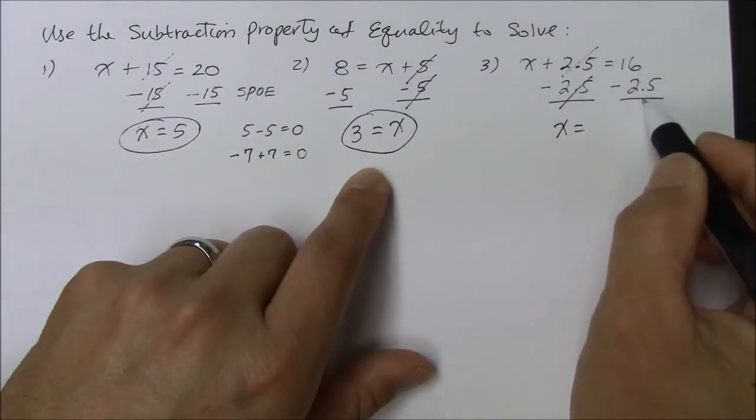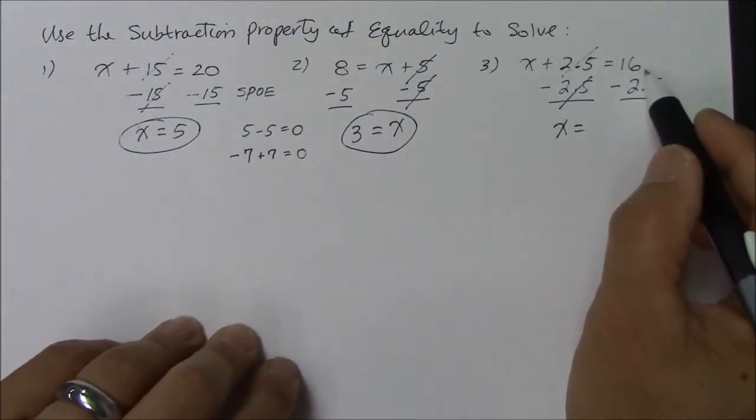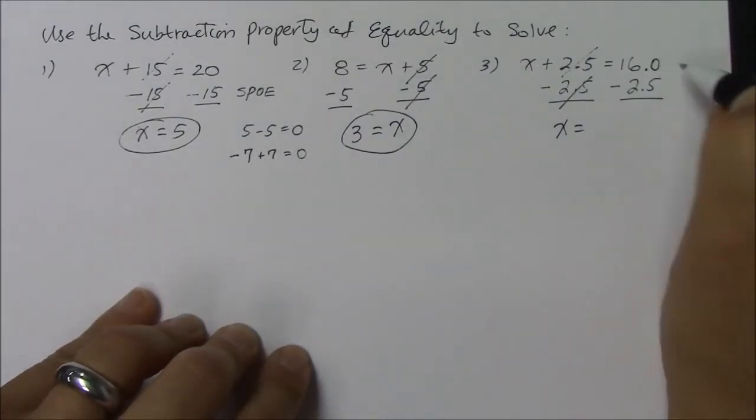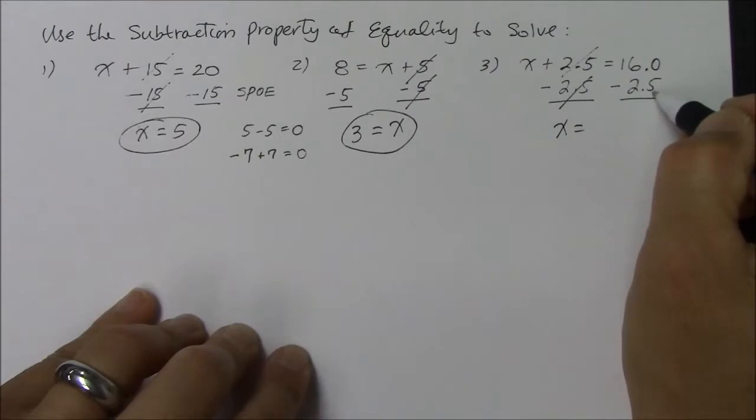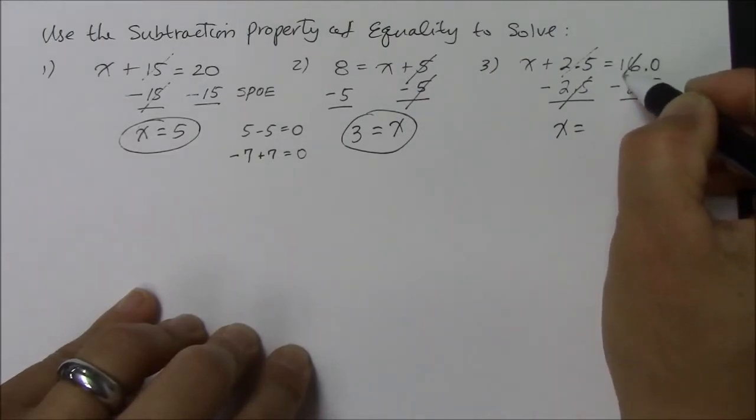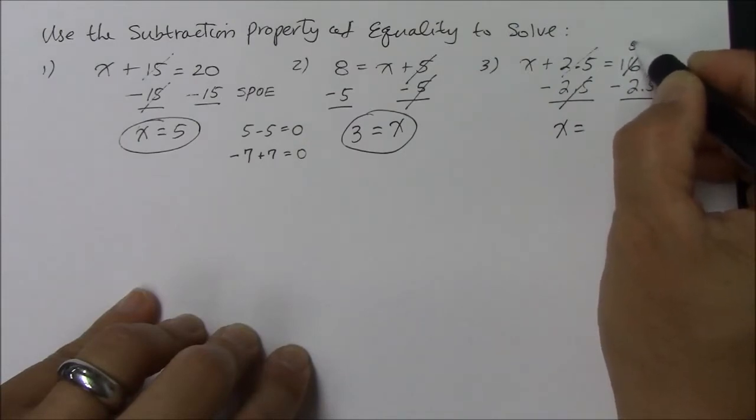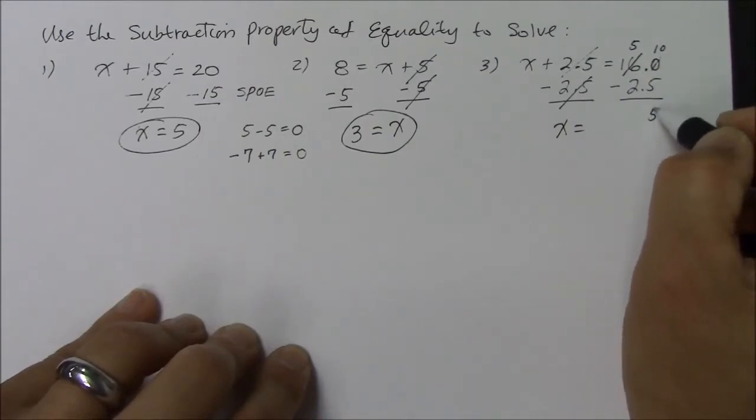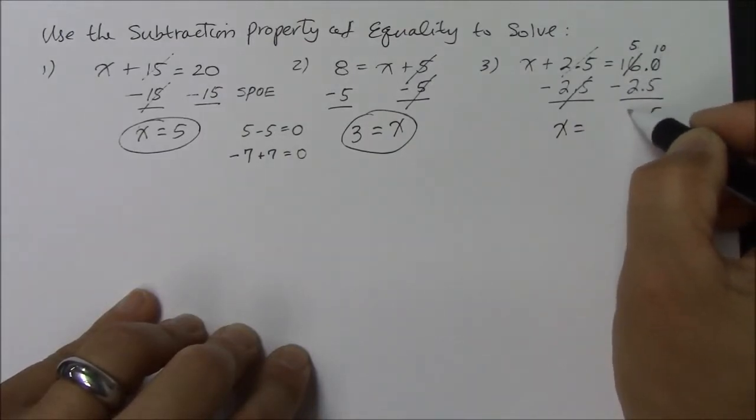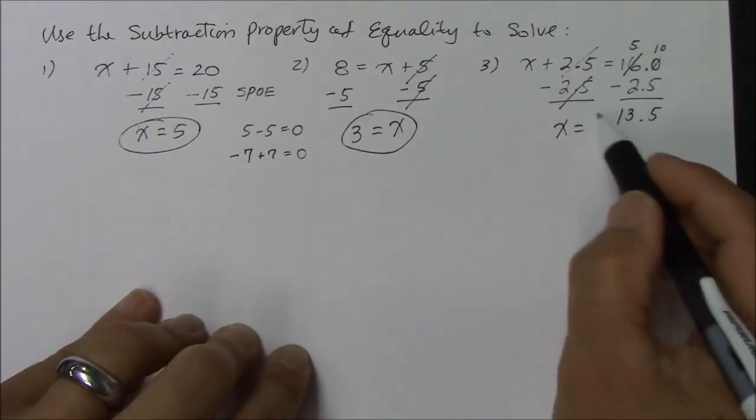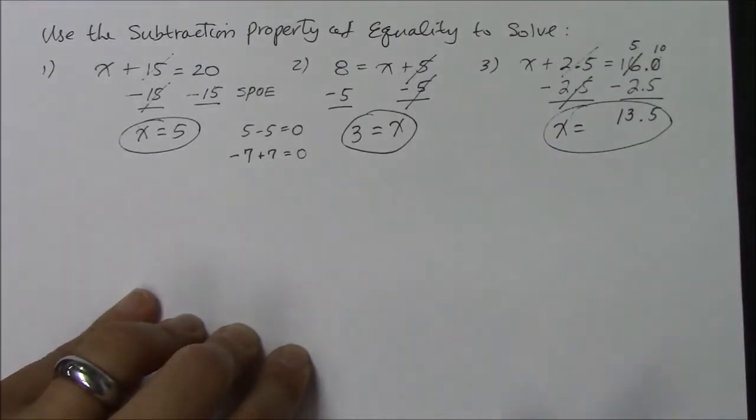And 16 minus 2.5, well, that's like saying $16 take away $2.50. So let's put a 0.0. 0 minus 5? No can do. So we're going to borrow a whole number from the 6. That will become a 5. So that 0 now is going to become a 10. And 10 minus 5 is 5. 5 minus 2 is 3. 1 minus nothing is 1. So the answer is 13.5.